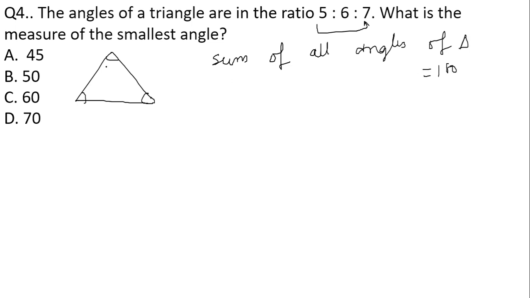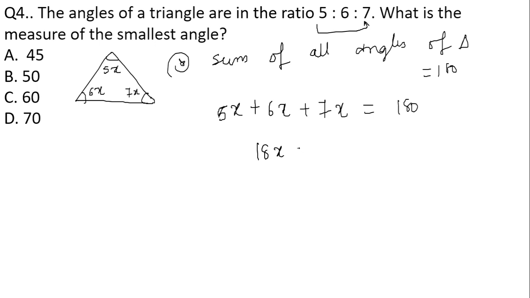So what is the first angle? Let us consider the first angle as 5x, the second angle as 6x and the third angle as 7x. We cannot consider it as 5, 6 or 7 because this is given in ratio, so we are considering it as 5x, 6x and 7x. This is a common multiple. Here we know that the summation of all the angles of the triangle is equal to 180 degrees. So I'll take the sum of all the angles, that is 5x plus 6x plus 7x will give me 180 degrees. So 5x plus 6x plus 7x is going to give me 18x equals 180 degrees.